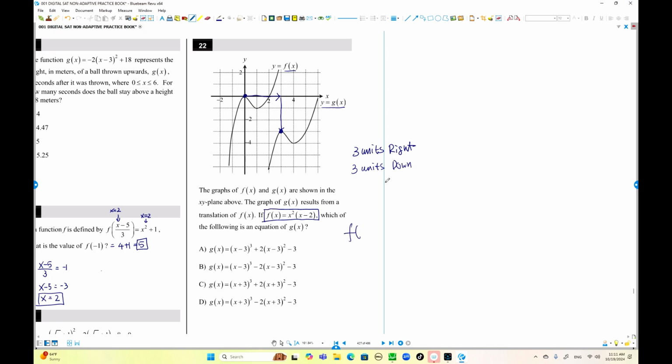So f(x) will replace x with x minus 3. That means move to the right by 3 units. And down is minus 3, right? That is g(x).